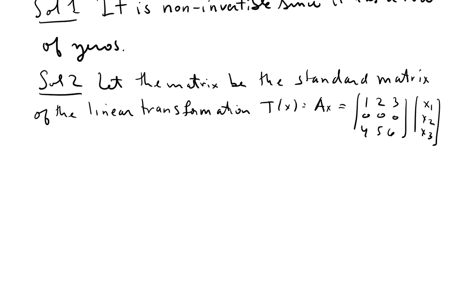Now, one thing to realize is that when you do A times x, on the first line you'll do 1 times x1, 2 times x2, 3 times x3. That's going to give you some number. But when you do 0 times x1 plus 0 times x2 plus 0 times x3, the second component is automatically 0. The third component is some number. So what you can see is that since the y component is 0, this vector stands in the xz plane.